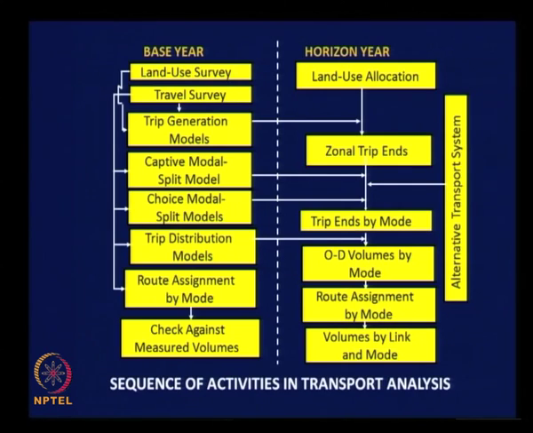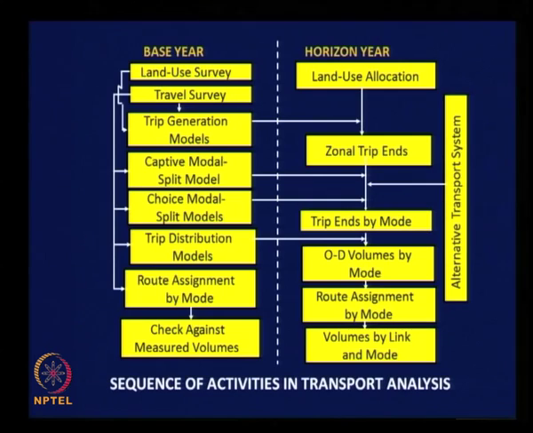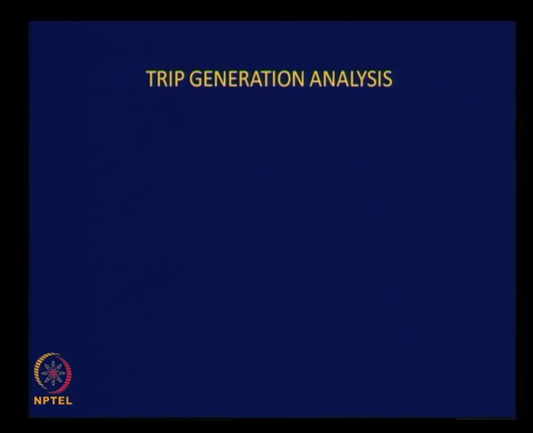Now in this class we will just hold the first 2 boxes of the flow chart on the left hand side pertaining to base year condition, namely land use survey and travel survey. We will discuss these 2 aspects a bit later after completing our discussion on all the 4 steps of the analysis. First we will take trip generation analysis. Trip generation analysis means what? Understanding of the trips generated in different land use parcels in an urban area.